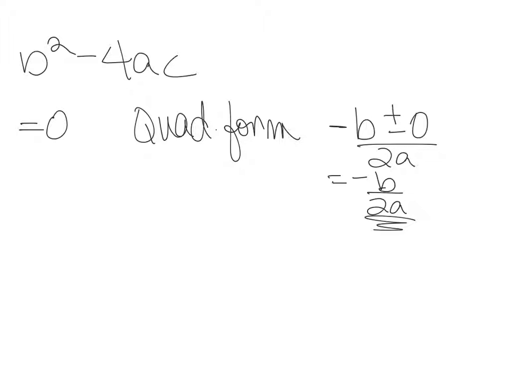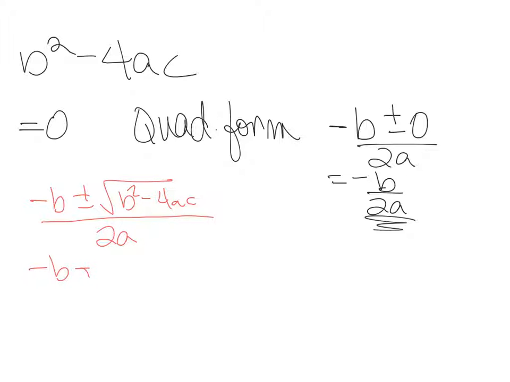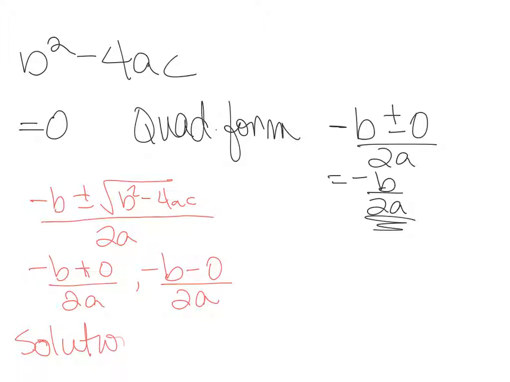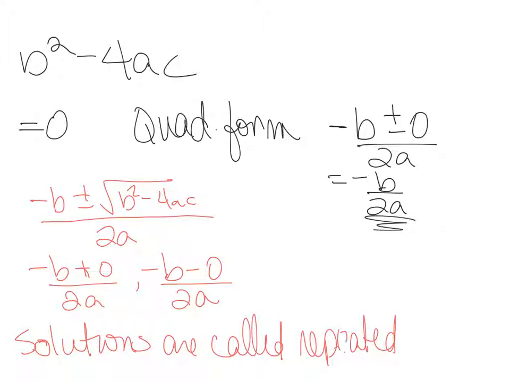Why is the solution when the discriminant is 0 a repeated zero? If we look at the quadratic formula again, I get negative b plus or minus the square root of b squared minus 4ac, that's the discriminant, all over 2a. If the discriminant is 0, we really have negative b plus 0 over 2a and negative b minus 0 over 2a. That's why our solutions are called repeated zeros. Because they're the same, but it's really the single solution that is repeated. There are two solutions. Those two solutions are just the same number.